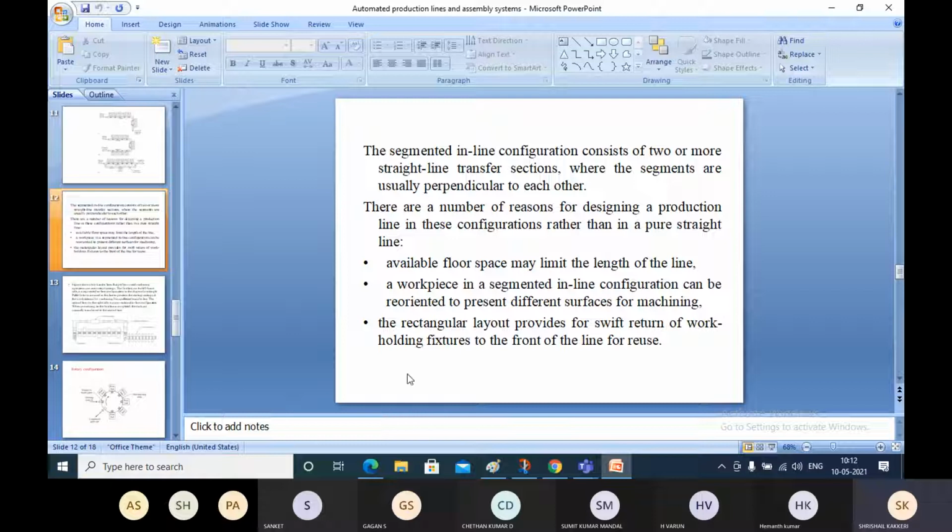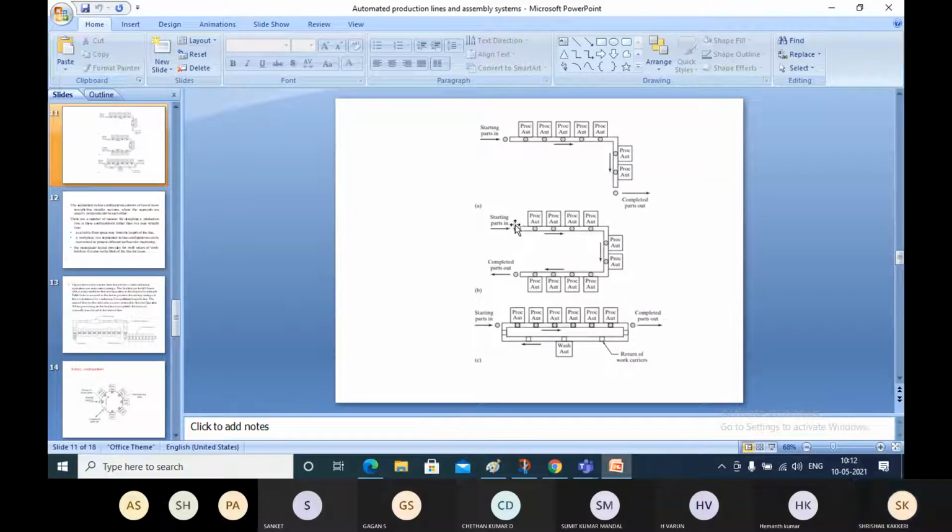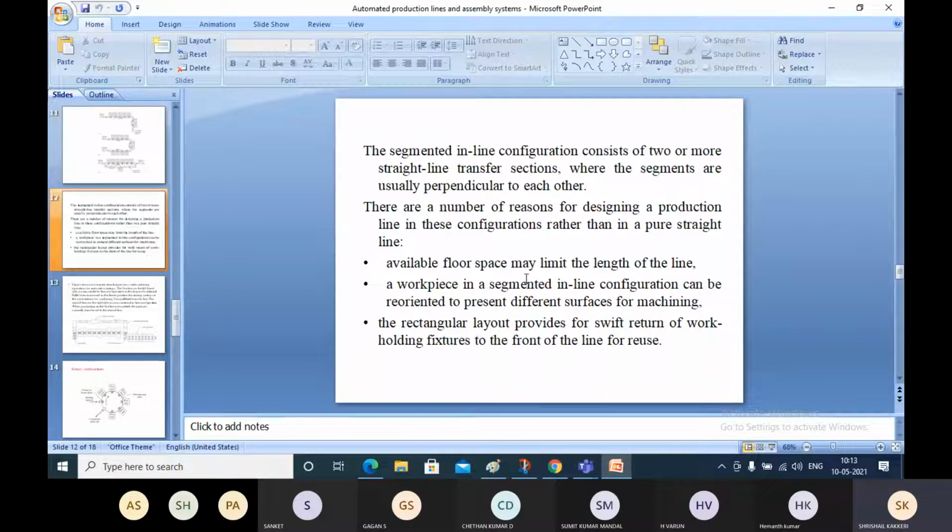And the second point, which I already told you, you can see this: the work part can be reoriented many times. Here I can reorient the work part 3 times. Sometimes I have to assemble some parts on the top, sometimes on the vertical surface. So at that time the top side, and again I reorient the work part, and the horizontal surface on the sides, and again on the top. In the different orientations we can do the assembly and some other processing operations by reorienting the parts. That is what the rectangular layout provides: the return of the work holding fixtures to the front of the line for reuse.